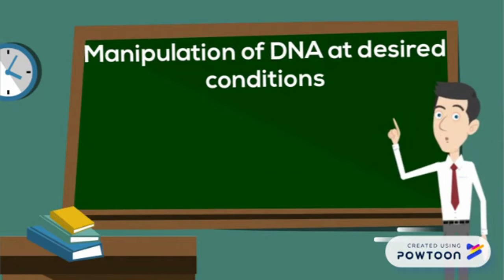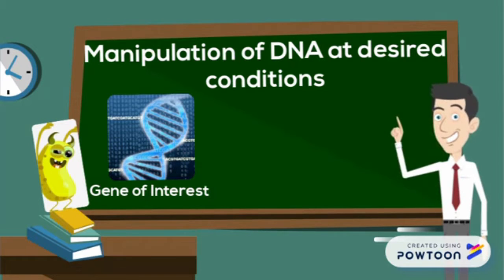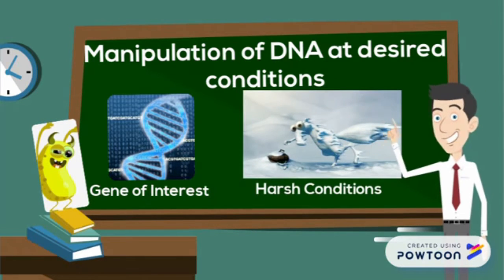Manipulation of DNA at desired condition. Because if the gene of interest is found in a different species of bacteria which might not survive the harsh condition, we can isolate the gene of interest and insert it into the microbes that can survive the harsh condition to be expressed.